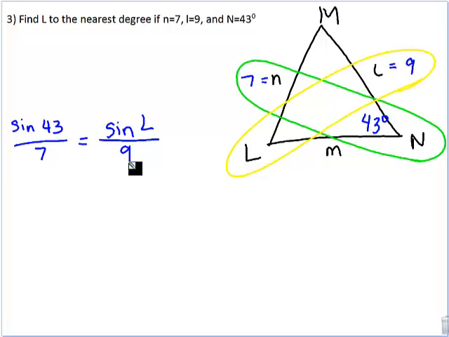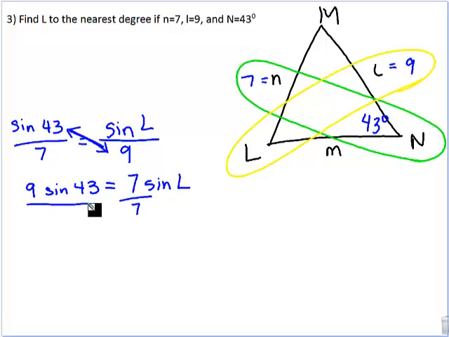So cross multiply to solve it. So what do we get here when we multiply that way? 9 times the sine of 43 is equal to, cross multiply the other way, 7 times the sine of L. How do you get the sine of L alone? Not subtract, divide. So you will have to take 9 times the sine of 43 and make sure you have that angle in parentheses.